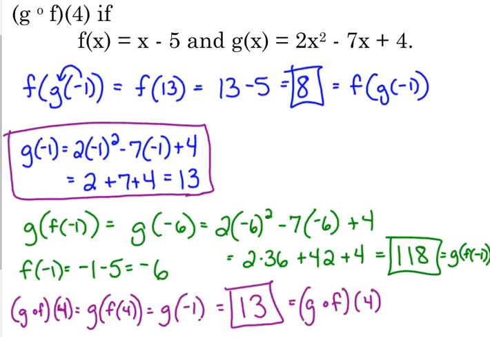Okay, so g of f of 4 is equal to 13. Pretty straightforward.